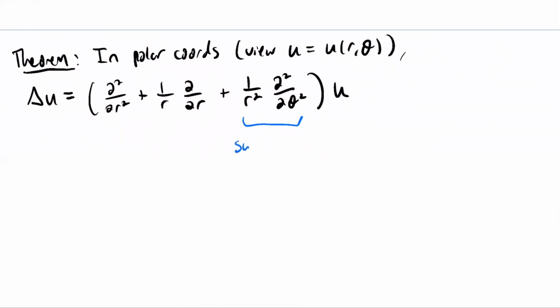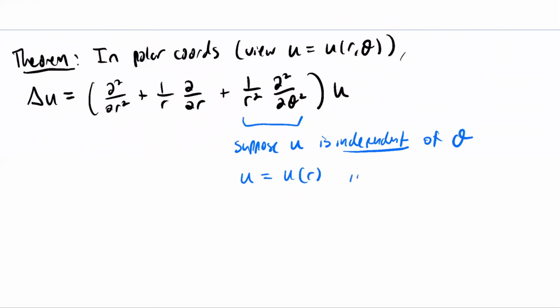So suppose our function u is independent of theta. So analytically, that means that u is some function of r, so there's no dependence on theta, and in particular, u is a one variable function, or it can be viewed as a one variable function of just the radius parameter r.